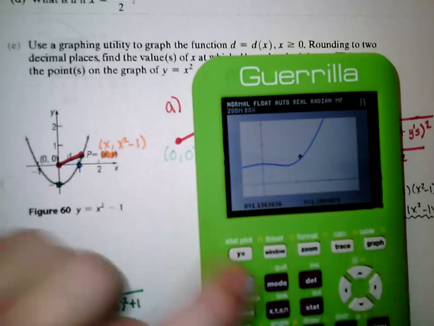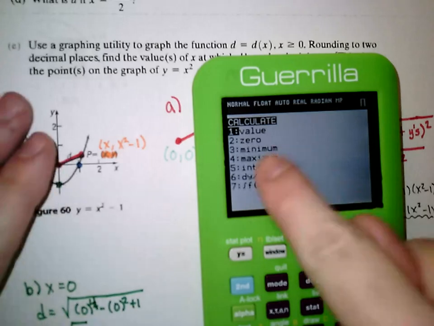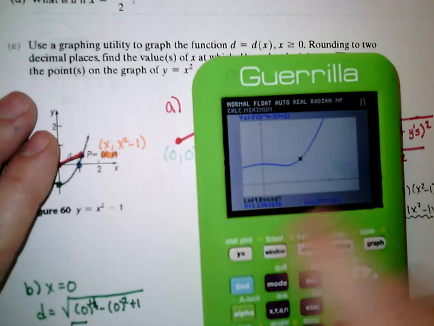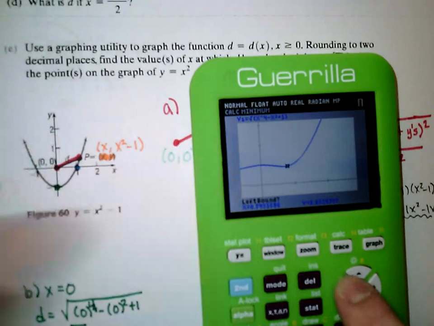And we can find it by doing second calc. I'll write these down here in a minute on how to find them. And then we go to number 3, minimum. And then it says left bound, right bound, guess. So my minimum is right here. So I'm going to put my spider kind of on that minimum.